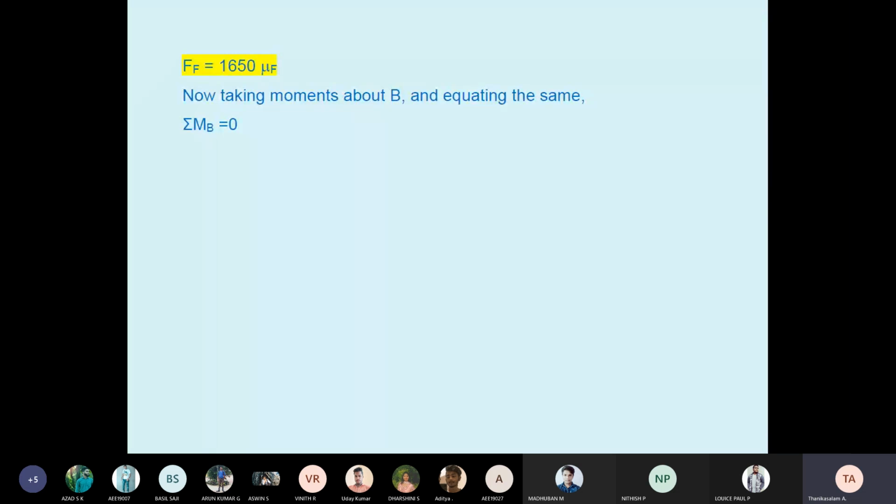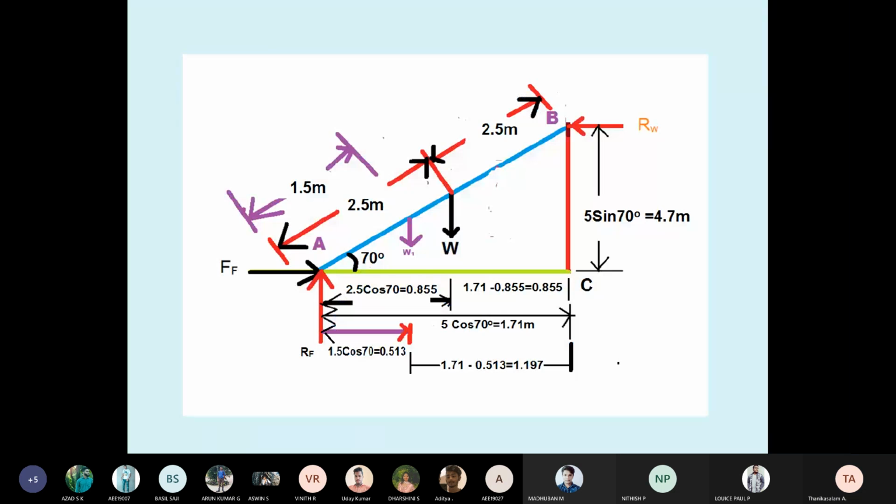Now taking moments, third equation. Here also, I'm taking moment with respect to point B. So we calculate all the distances. What is the horizontal distance? L cos theta. What is L? 5 meter. Therefore, 5 cos 70, horizontal 1.7 meter. Vertical distance? L sin theta, with L 5 and theta 70, therefore 5 sin theta. And the man is standing 1.5 meter, so the horizontal distance is 1.5 cos 70. The weight is acting at 2.5 meter, so the horizontal distance is 2.5 cos 70. What is the balance distance? Students, balance distance is 1.751 minus 0.855.